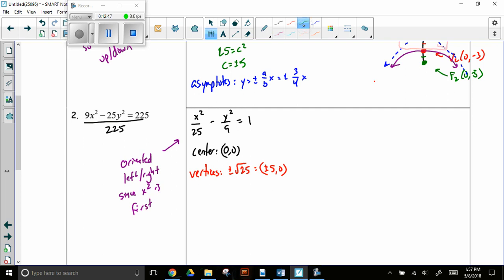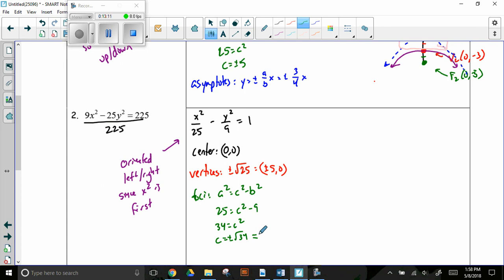And we can also find the foci. We have a squared equals c squared minus b squared. So in this case, it is 25 equals c squared minus 9, or 34 equals c squared, or c equals plus or minus radical 34, which does not simplify, but that's about, I believe, 5.9-ish. About 5.8, give or take.